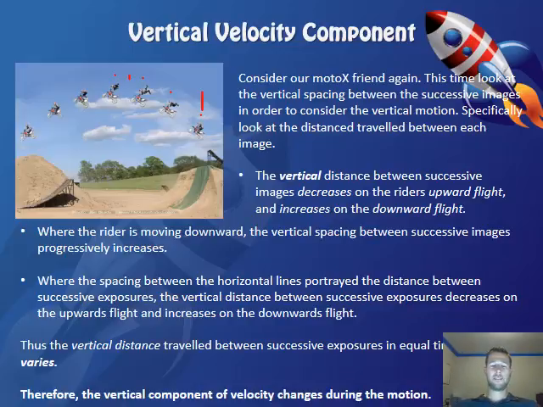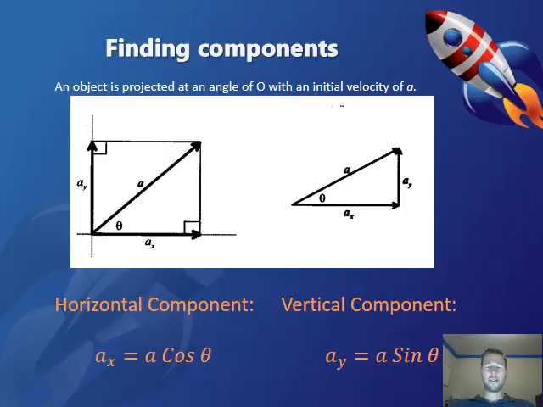Thus, we can say the vertical distance traveled between images varies. If we know the magnitude and direction of a vector, we can calculate its components, being the vertical component and the horizontal component. This is easy using trigonometry or Pythagoras when there are right-angled triangles, and when the vertical and horizontal components are perpendicular, we can do this. You'll find these equations on your formula sheet if you want to look for them as well.